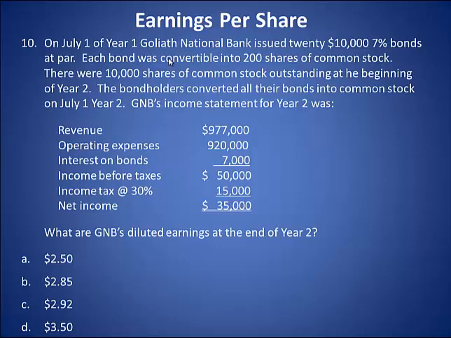GNB's income statement for year 2 was, and we see the revenue, the operating expenses, the interest that Goliath paid on their bonds, their income before taxes, tax rates, and so forth. And the question is, what are GNB's diluted earnings at the end of year number 2? So again, go ahead and stop your video, make your calculations, and when you're ready, restart the video and review the solution.